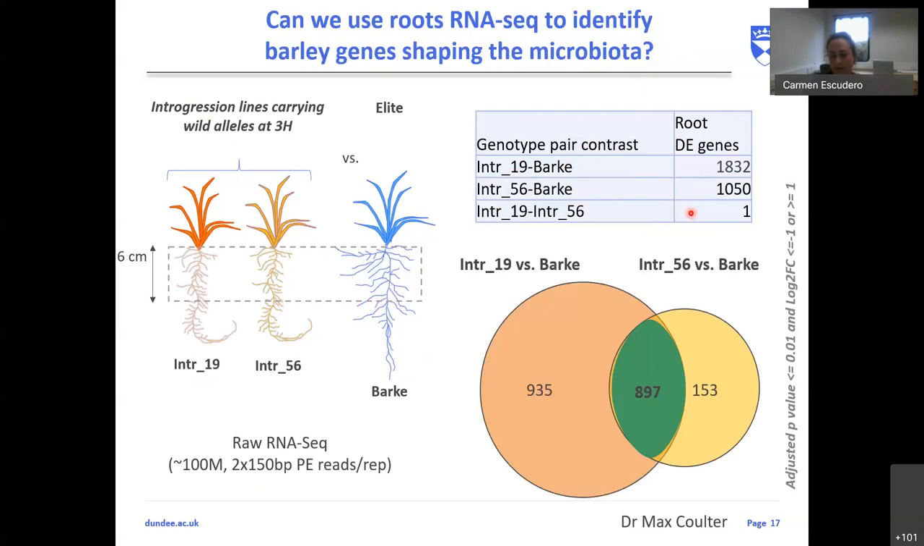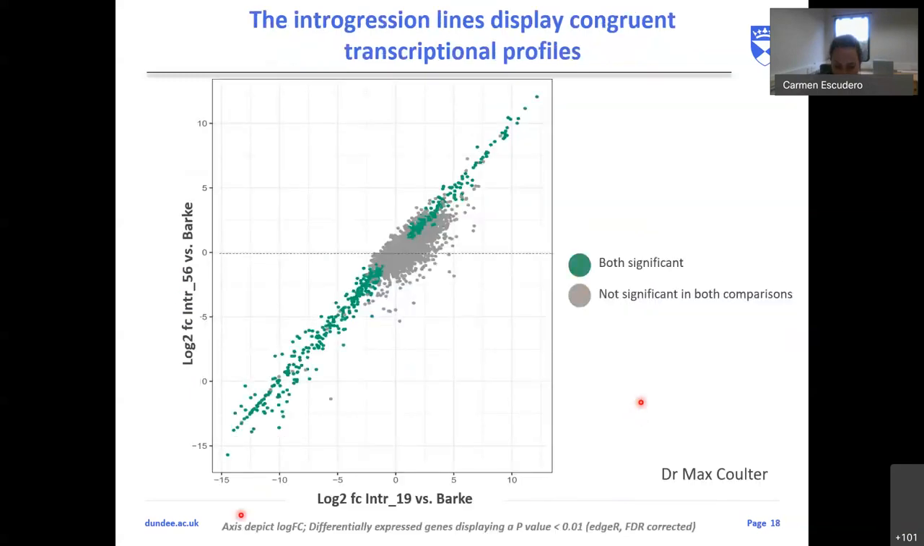Let's see this in a different way of plotting. When we compare the two introgression lines with Barke, the elite variety, we can see that the transcriptional response is very much overlapping between the two introgression lines, which is what I'm showing here highlighted in green. Let's see this data plotted in this scatter plot. On the x-axis we have the log2 fold change of introgression line 19 versus the elite Barke, and on the y-axis the log2 fold change of introgression line 56 versus Barke. Highlighted in green are the genes that are commonly differentially expressed between the introgression lines compared with the elite variety Barke. What we can see is that this scatter plot is almost a diagonal, and this tells us that the two introgression lines have a congruent transcriptional profile compared with Barke.